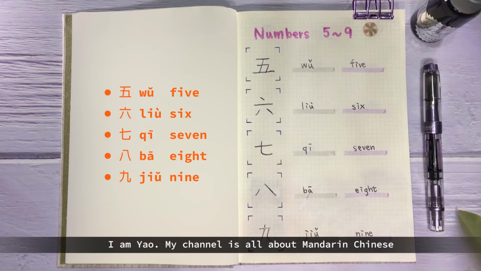My channel is all about Mandarin Chinese and focuses on writing in traditional Chinese characters. It is the second video about Mandarin Chinese numbers. In the previous episode, we wrote from 0 to 4. So this week, it is from 5 to 9. They all have different characters, not simply horizontal lines as 1, 2, and 3. I'm going to show you how to write them. They are 5、6、7、8、9.